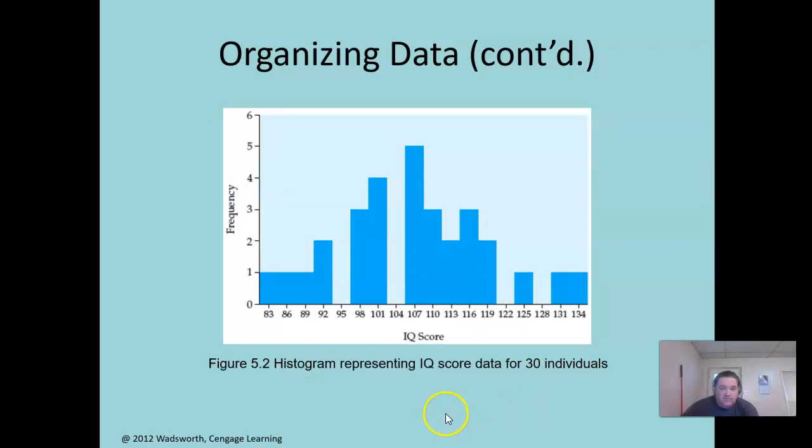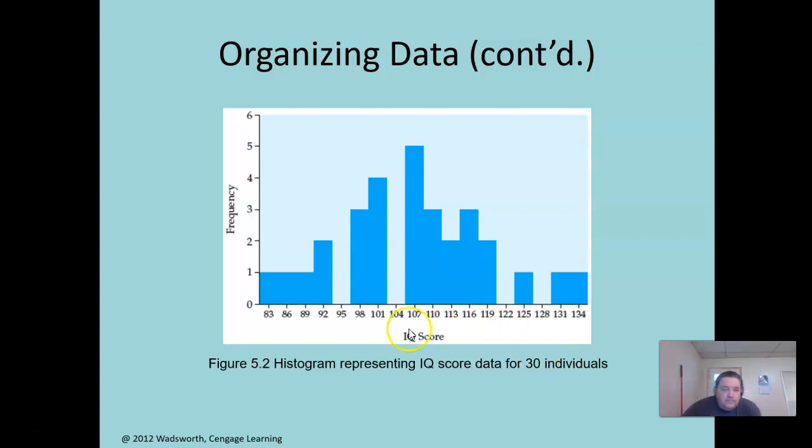In this graph, we have an IQ score, right? So that is a ratio variable, because there's a 0 over here someplace, and then there are these scores. And this is called a histogram, and there are 30 individuals in this data set.